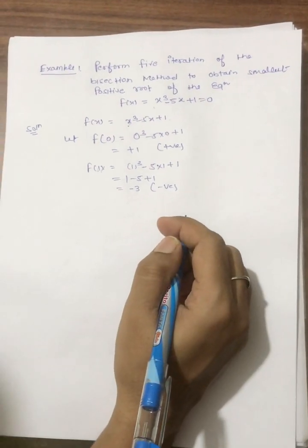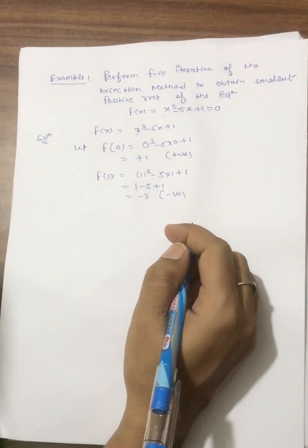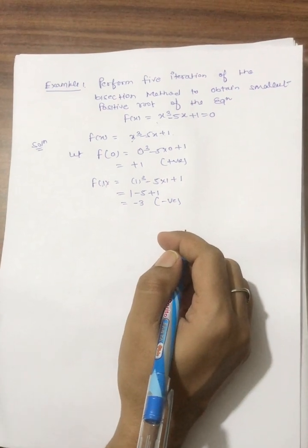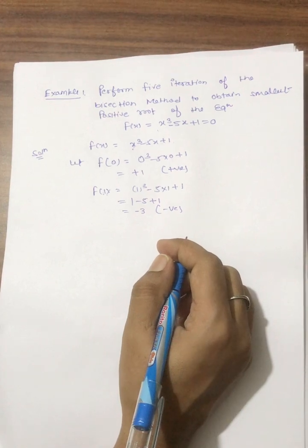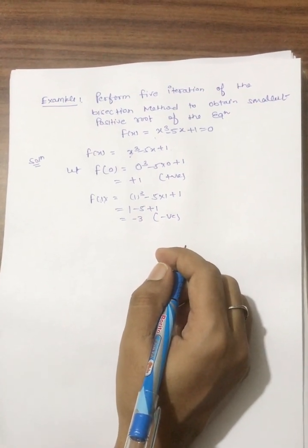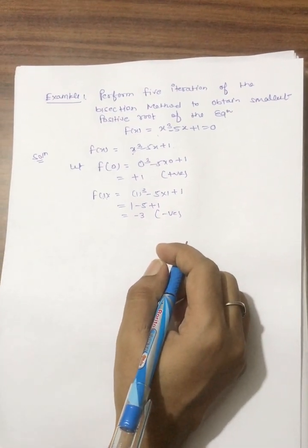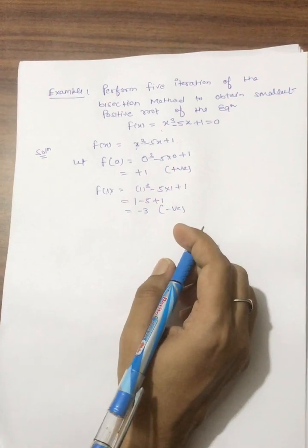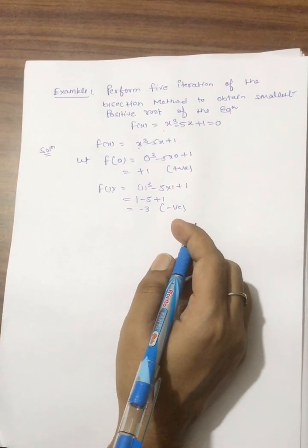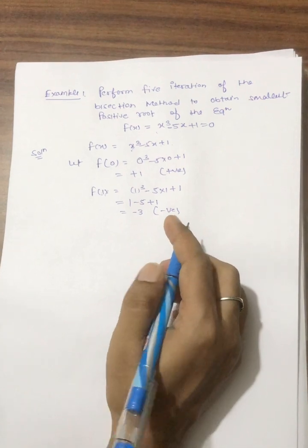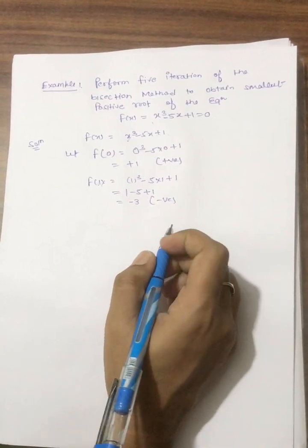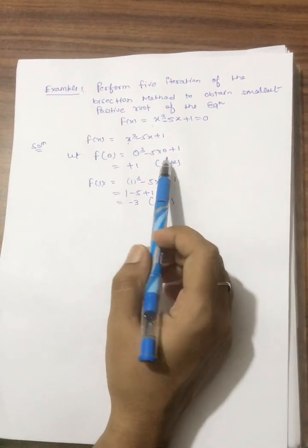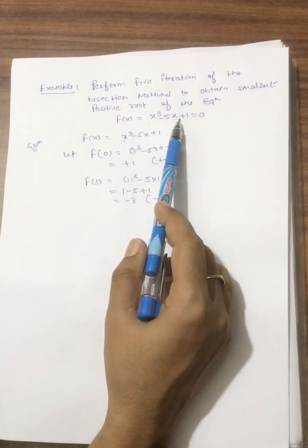Example 1 for the bisection method. The question is: perform 5 iterations of the bisection method to obtain the smallest positive root of the equation f(x) = x cube minus 5x plus 1 = 0. In this question you have to solve this equation by using the bisection method, and you have to perform 5 iterations. That means you have to find 5 roots, x1, x2, x3, x4 up to x5, right? And the equation to find the root is x cube minus 5x plus 1.